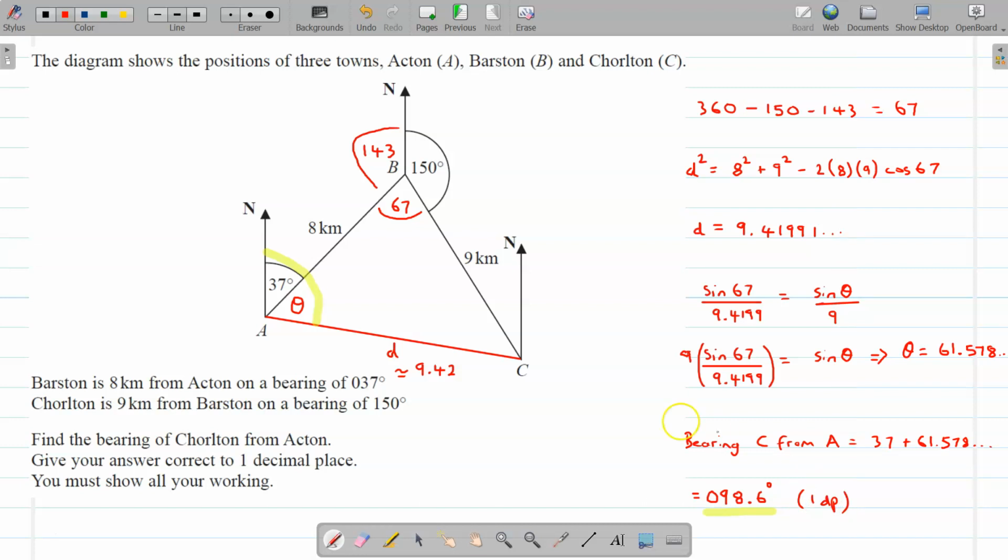And if you look at the diagram, it may not be drawn to scale, but it does look as if it could be correct, because it looks a bit more than 90 degrees, doesn't it? Okay, and that's the end of that question and that video. Hope that was helpful. Take care.